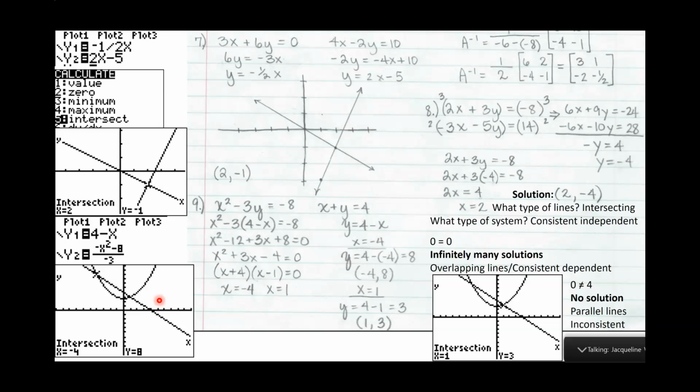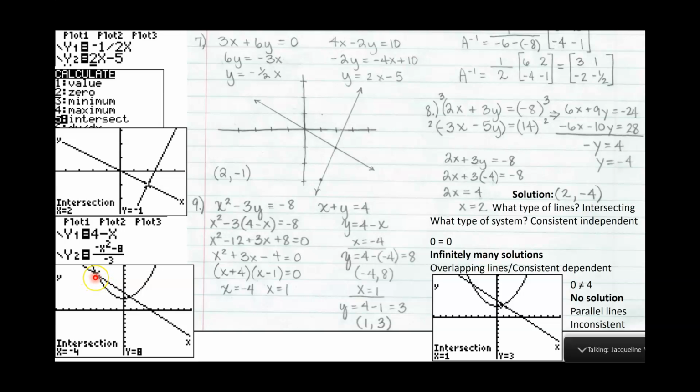And then we're going to do the exact same thing that we were doing just a minute ago, where I'm going to do second trace, which is calculate, and I'm going to choose intersect. And basically I hit enter 3 times. Like it says, do you want me to use this for the first curve? Enter for yes. Do you want me to use this for the second curve? Enter for yes. And then whichever point of intersection you want, you guess closer to that one.